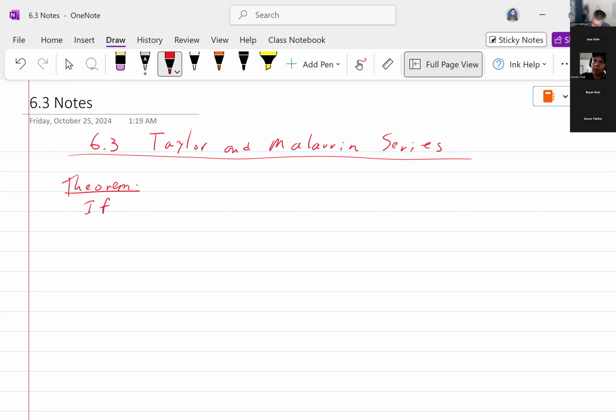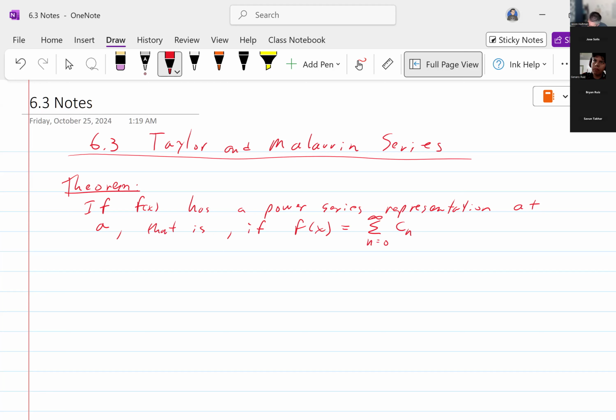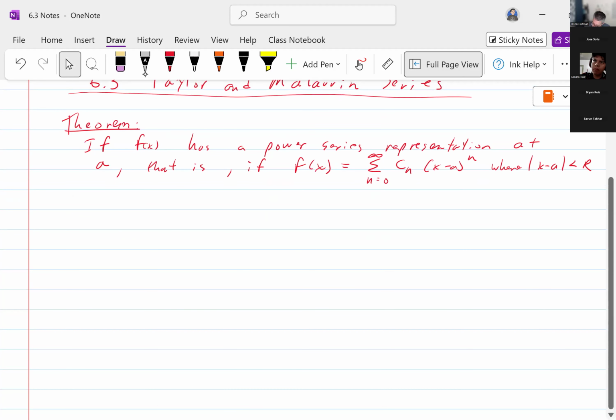Okay, if f of x has a power series representation, not all functions will, but if it does, at a value a, that is, if f of x is equal to the sum of n equals 0 to infinity of some constant c sub n times x minus a to the nth power, where the absolute value of x minus a is bounded by the radius of convergence.